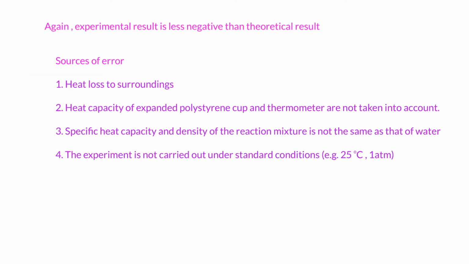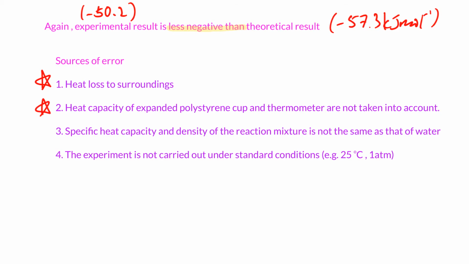And again, you can see that the experimental result is less negative than the theoretical result. It won't be negative 57.3 kilojoule per mole all the time. You may get, like just now, negative 50.2. So the main sources of error: the first one is heat loss to the surroundings. Not all the energy will be given to the thermometer, so the expansion of the liquid inside the thermometer is not exactly the energy absorbed or released by the reaction mixture.